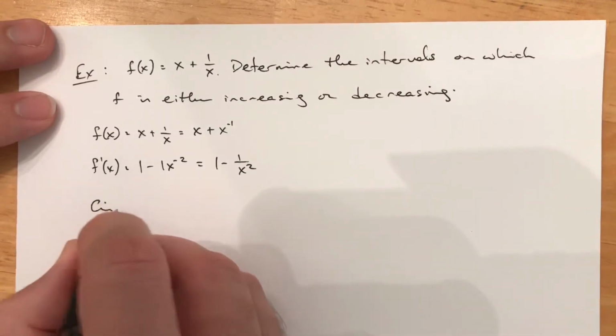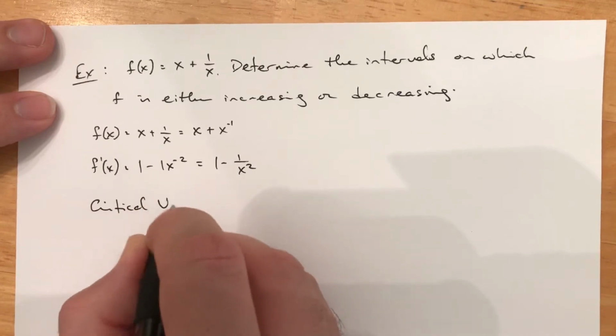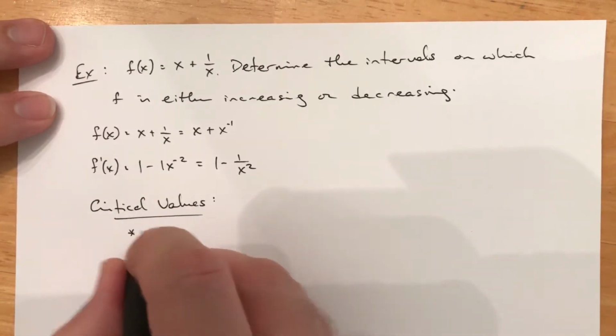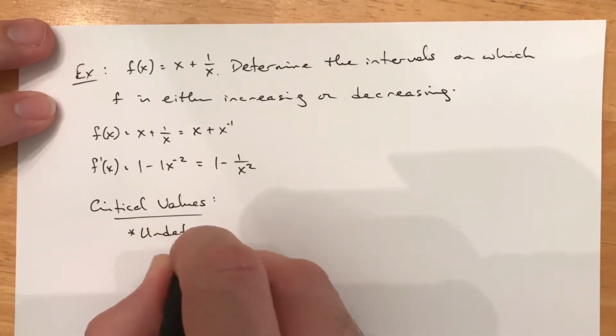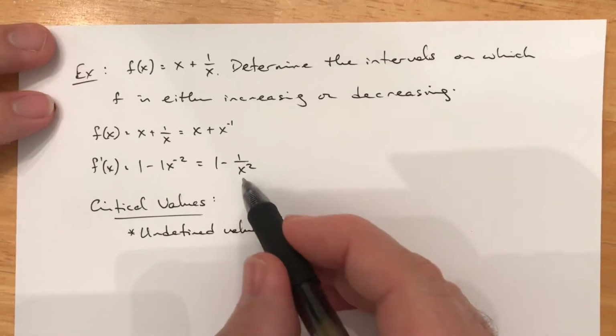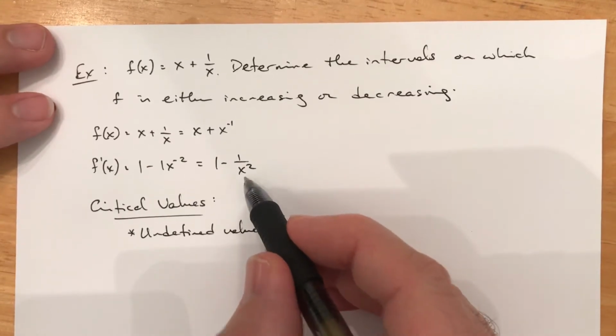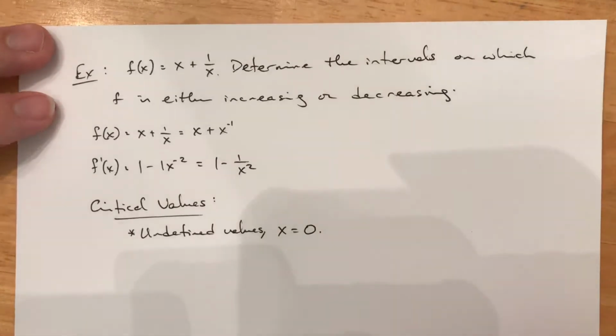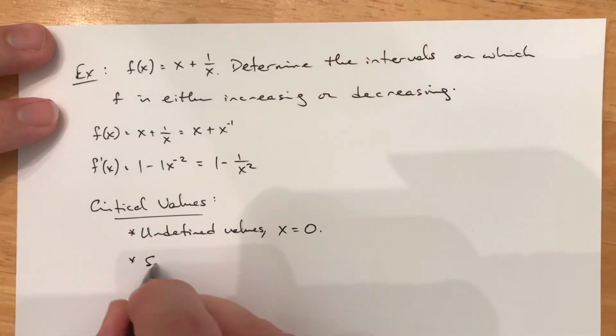The critical values, the undefined values. Most of the time those are going to come from setting some denominator equal to 0. And so here we get x equals 0.